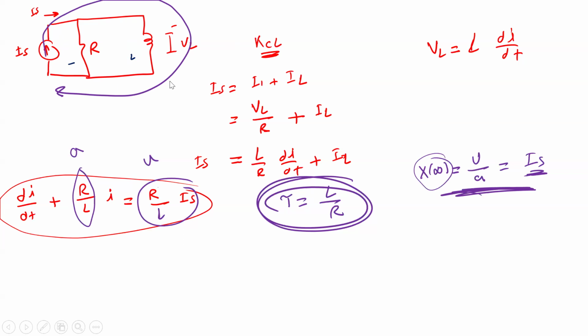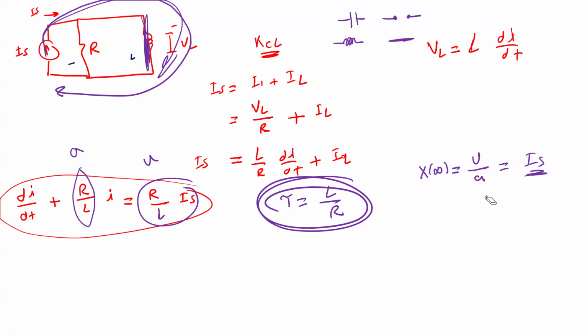Why is that? What about this one? Nothing will come here? Yes. Because as I told you before, a capacitor in steady state is actually an open circuit, but an inductor in steady state is actually a short circuit. So in steady state, this one becomes like a short circuit. That's why most of the current will come here. So x of infinity should equal IS.